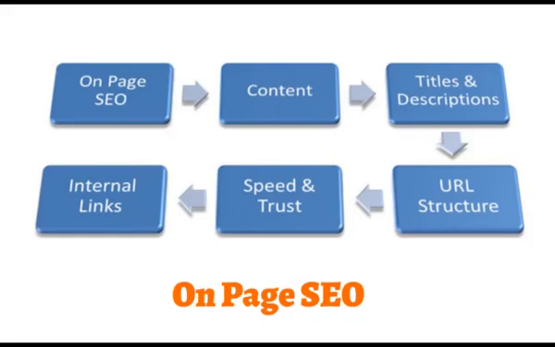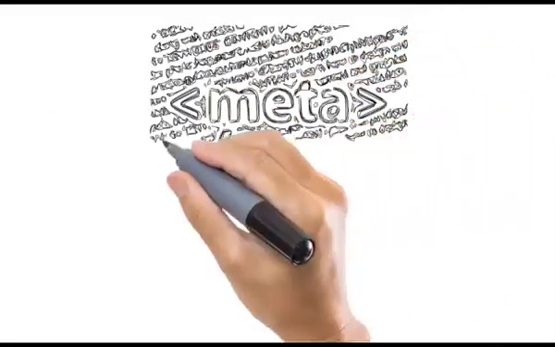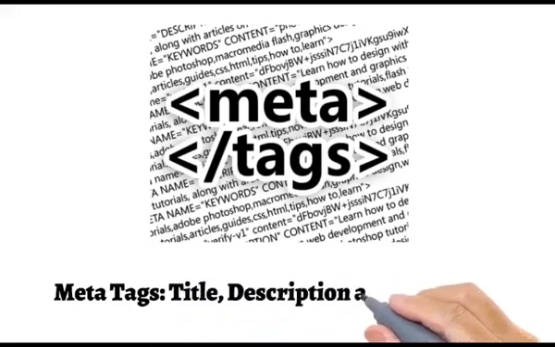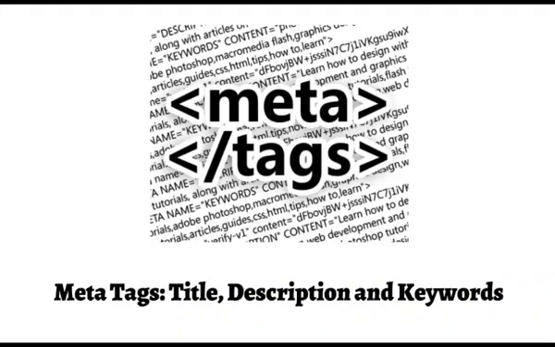Meta tags are snippets of text that describe a page's content. The meta tags don't appear on the page itself, but only in the page's code. Meta tags only exist in HTML, usually at the head of the page, and so are only visible to search engines.